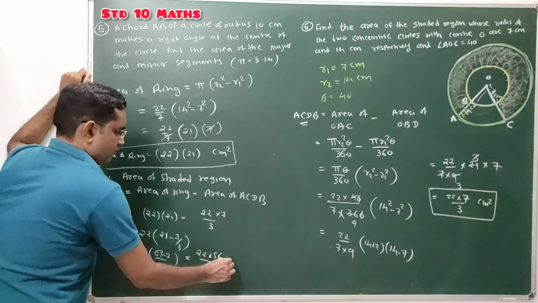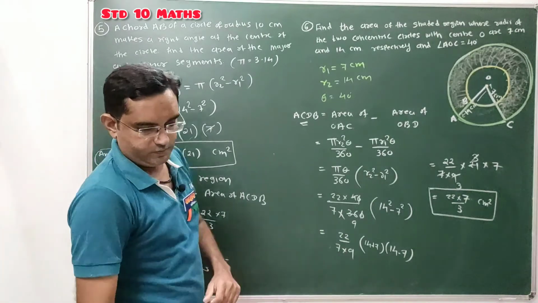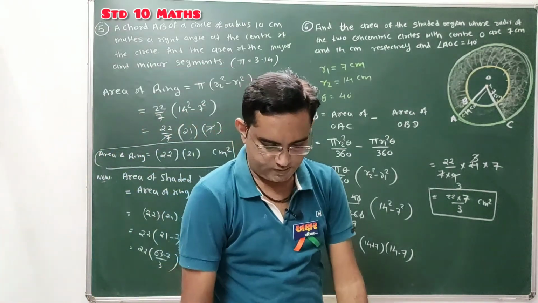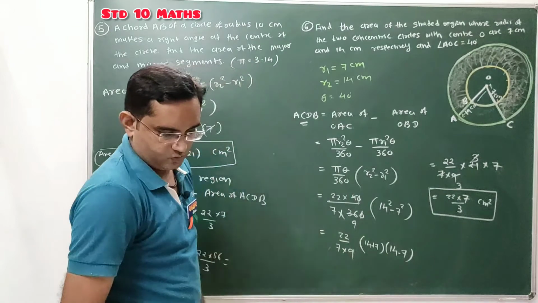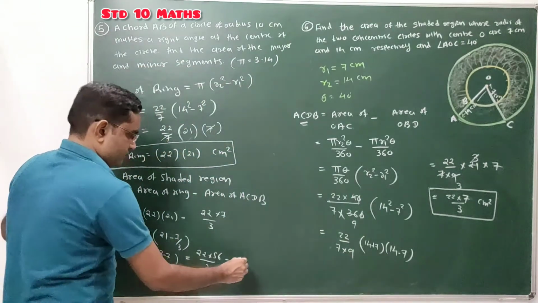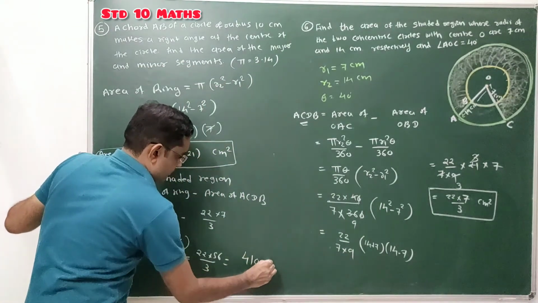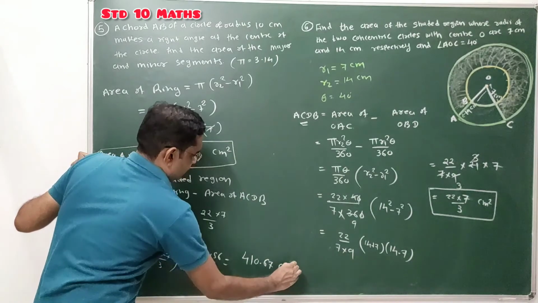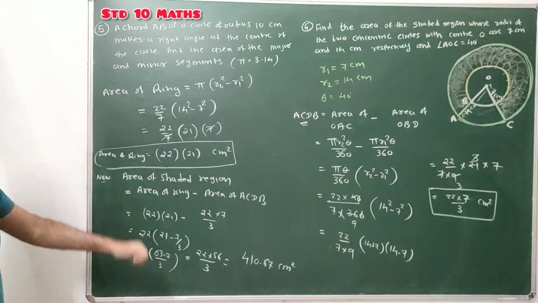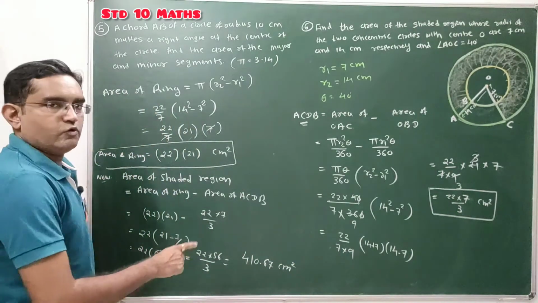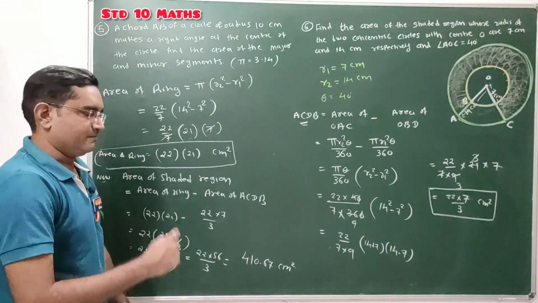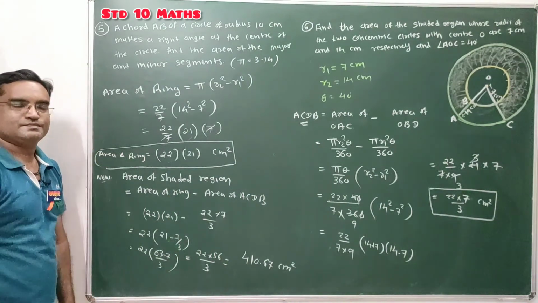और इसका सिंप्लीफिकेशन करो और आपका आंसर आएगा फ्रैक्शन में. So that fraction answer is 410.67. 410.67 centimeter square is the area of shaded region. Clear students? This is for the 4 mark question. Pause the video and note it down.